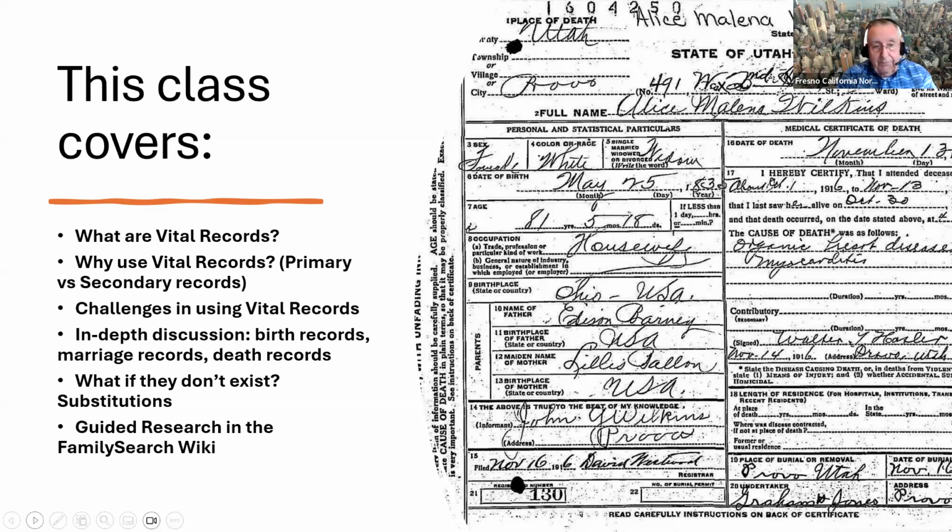We'll do a little in-depth on what's actually on these records. We'll talk about what to do if they don't exist. In other words, we'll talk about finding substitutions. And lastly, we'll talk a little bit about guided research, which is a tool that FamilySearch has developed that helps us with finding vital records, even for beginners to find vital records easily.